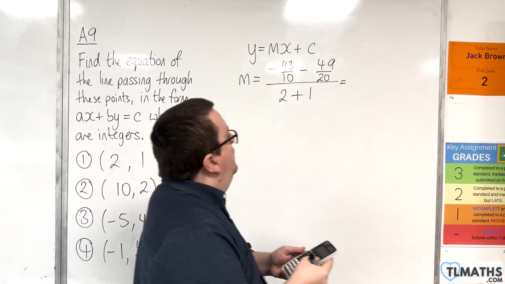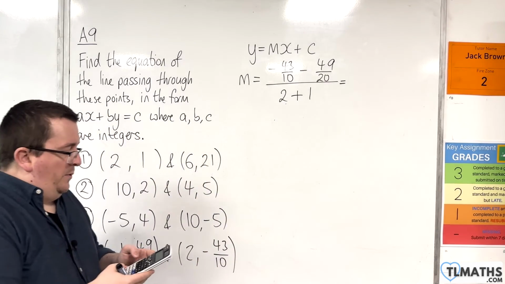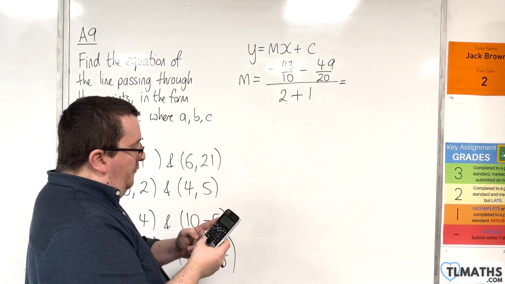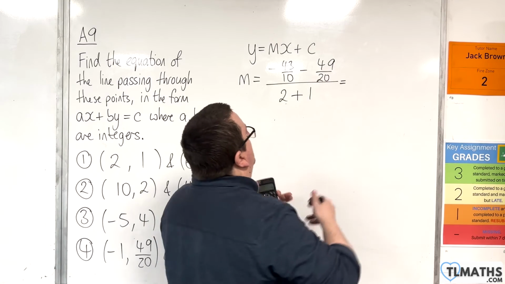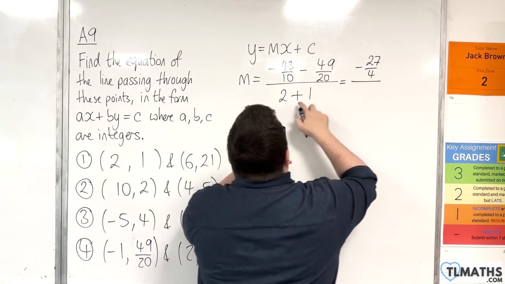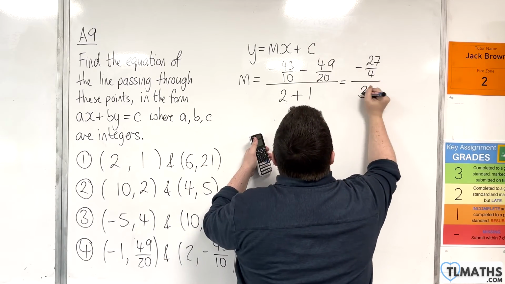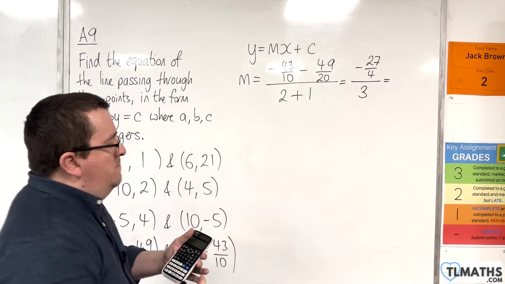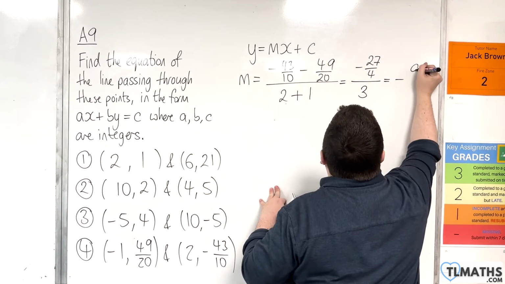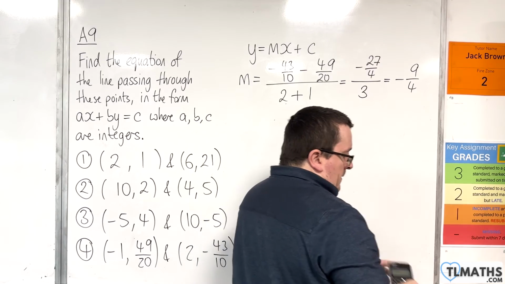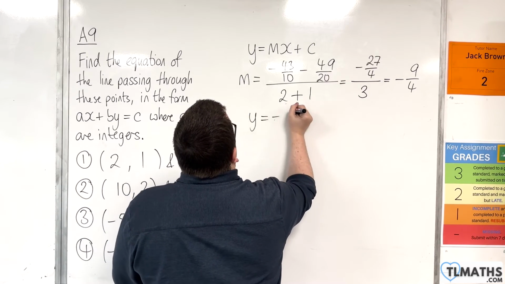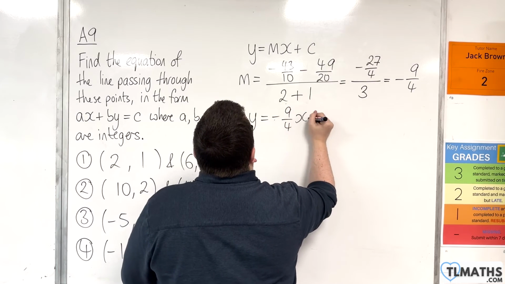Right, definitely going to go to the calculator for this. So in the numerator we've got -43/10, and then we're taking away 49/20. So that's -27/4. And in the denominator we've got 3. So -27/4 divided by 3 is -9/4. So we have y equals -9/4 x plus c.